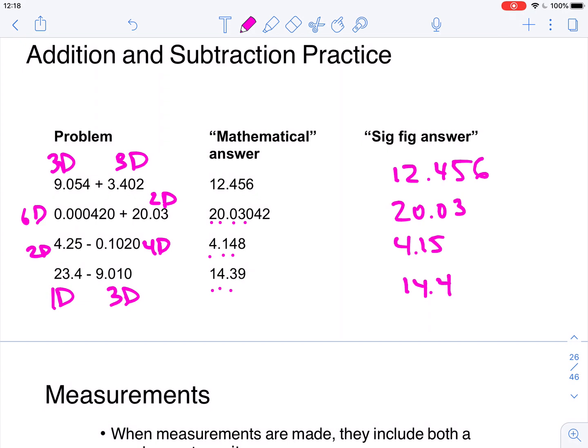So remember, multiplication and division, I care about the least number of sig figs in the problem. Addition and subtraction, I care about number of decimal places. All right.